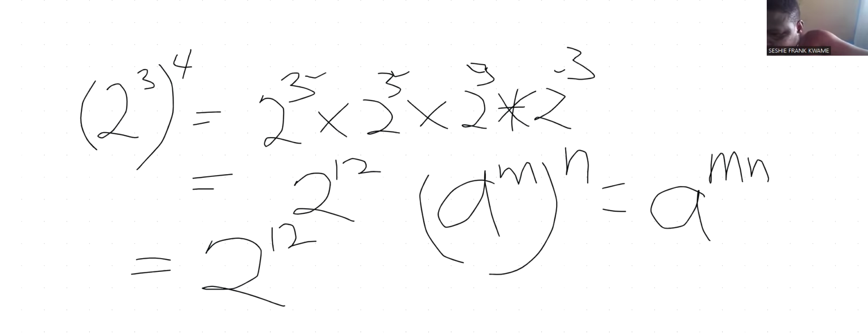Let's look at the properties first, and then look at how to use the laws and the properties combined. Let's take the first property: a exponent zero is one. Understand that any letter or number raised to the power zero is one, except zero. Zero to the power zero is not one. Apart from zero, any other letter or any other number raised to the power zero is one. It's a property of indices.